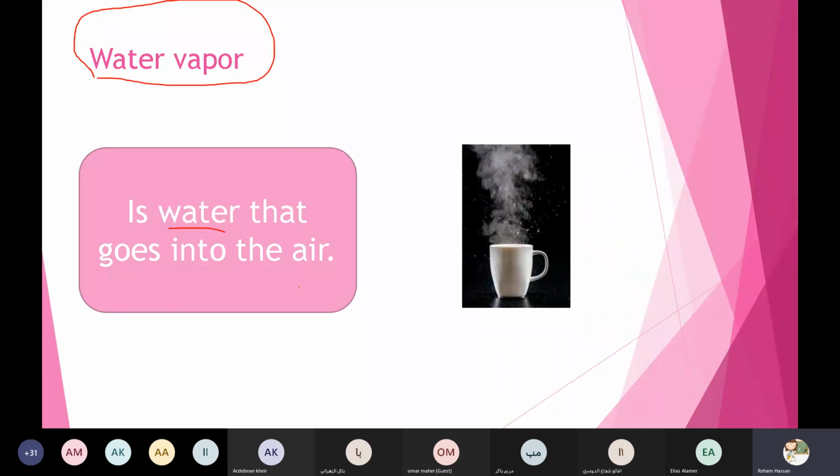Yes, Badr. So Badr, the water that goes into the air. It is the water. Yes, teacher. Yes, Badr. The water that goes into the air. It is the water vapor. Yeah, it is the water vapor. Amazing. Thanks a lot.